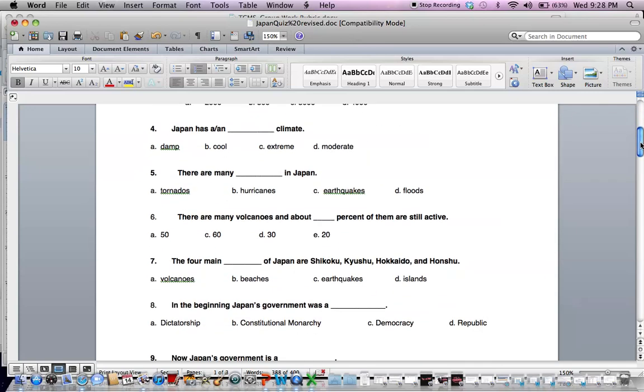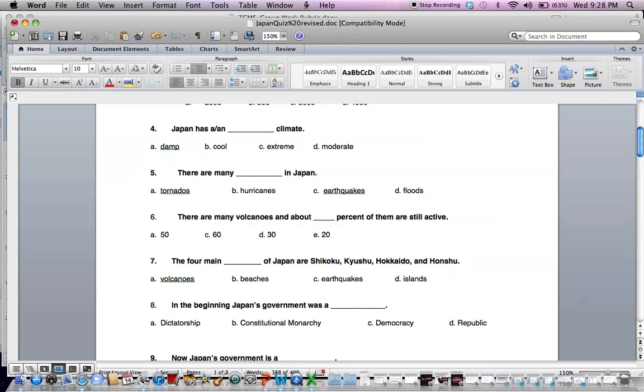Number 4, Japan has a blank climate. A, damp climate, B, cool climate, C, extreme climate, D, moderate climate. What type of climate does Japan have?